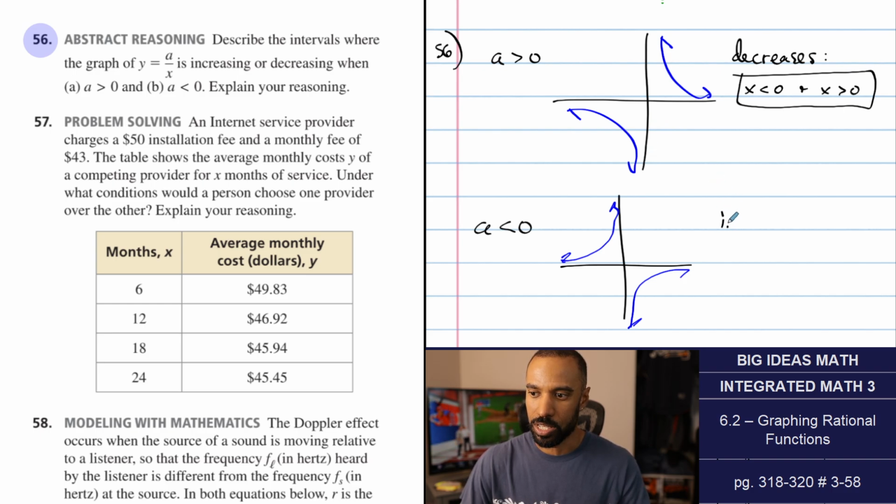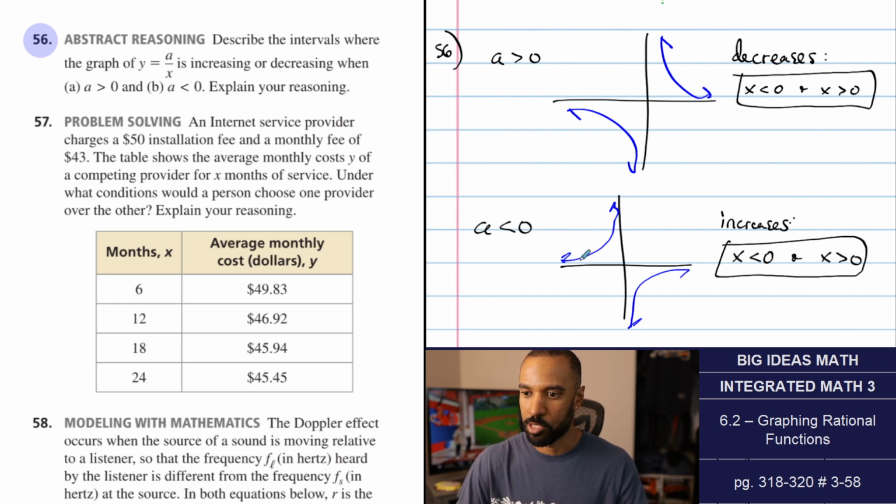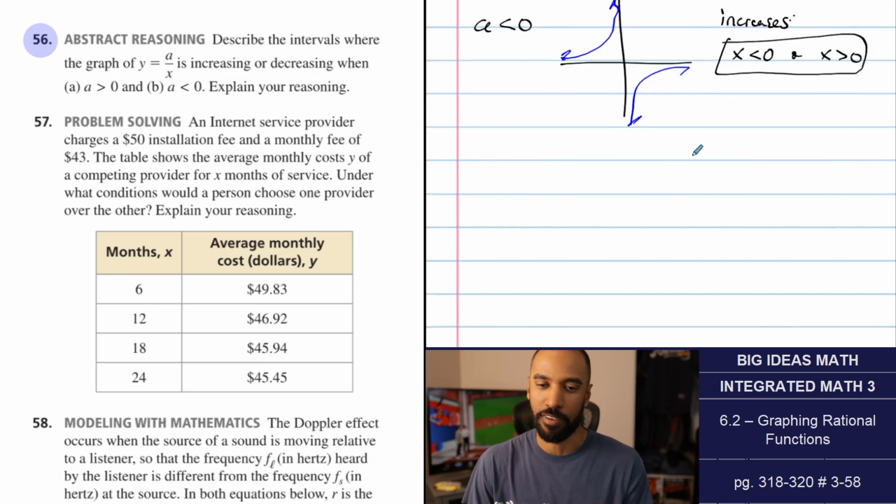This thing increases the entire time. It increases when x is less than 0 and when x is greater than 0. But it increases the entire time. It's going up here, and it's going up here, just from a different spot. But it never has a value at 0.